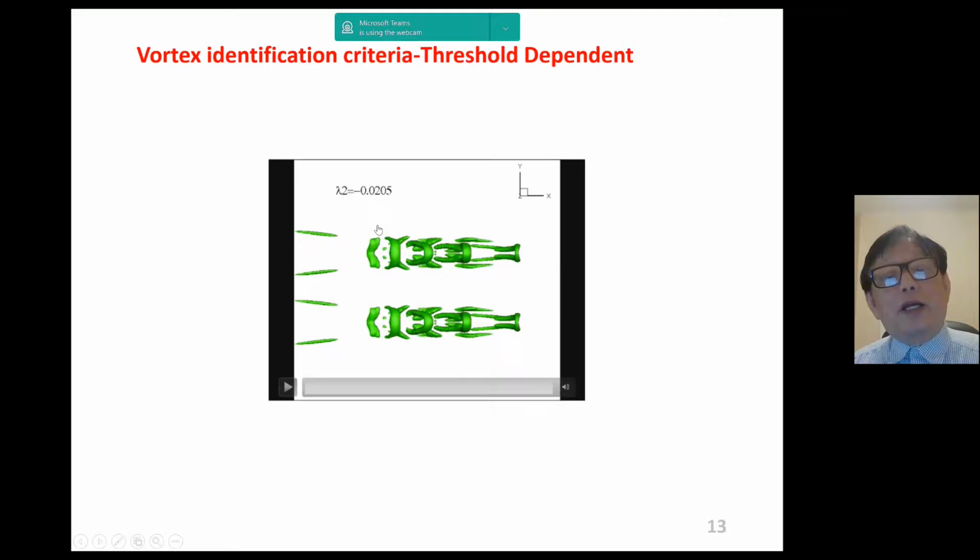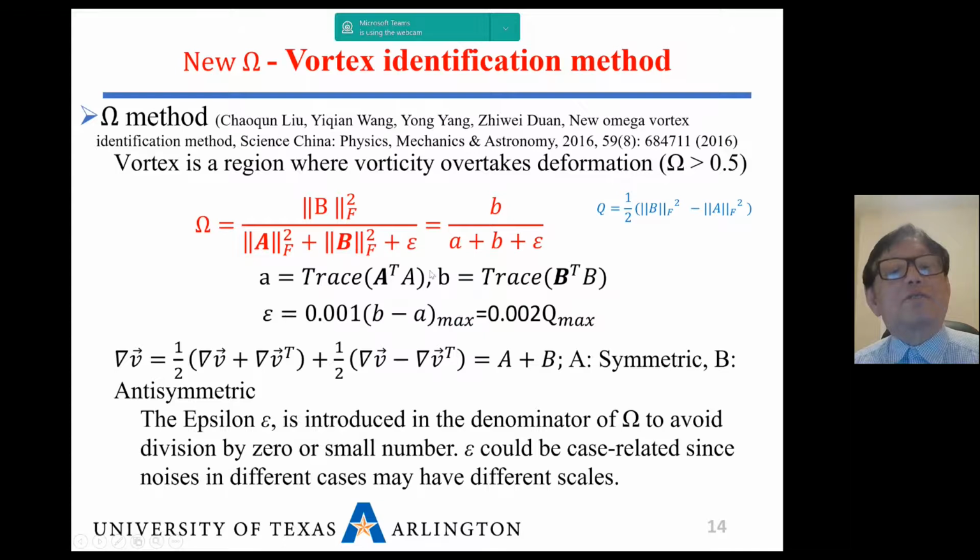That means the vortex structure is determined by the threshold. That doesn't make much sense. Therefore, we try to develop a new vortex identification method we call omega.